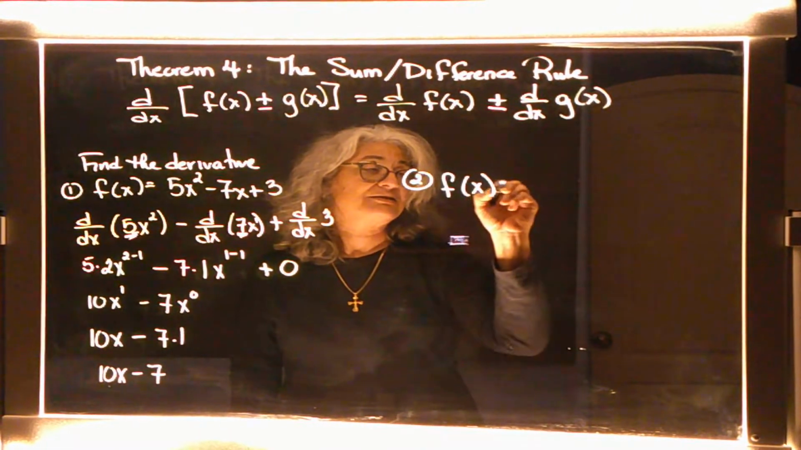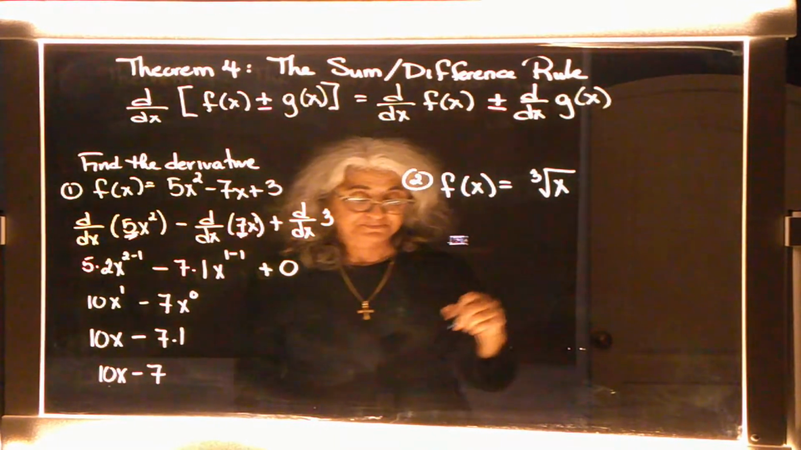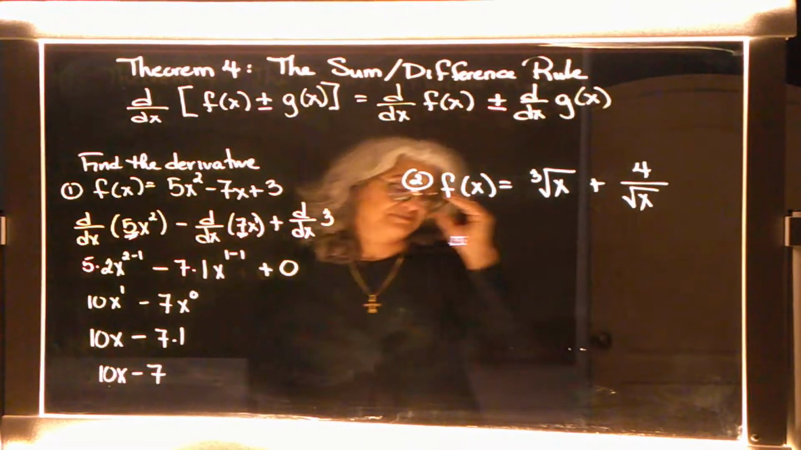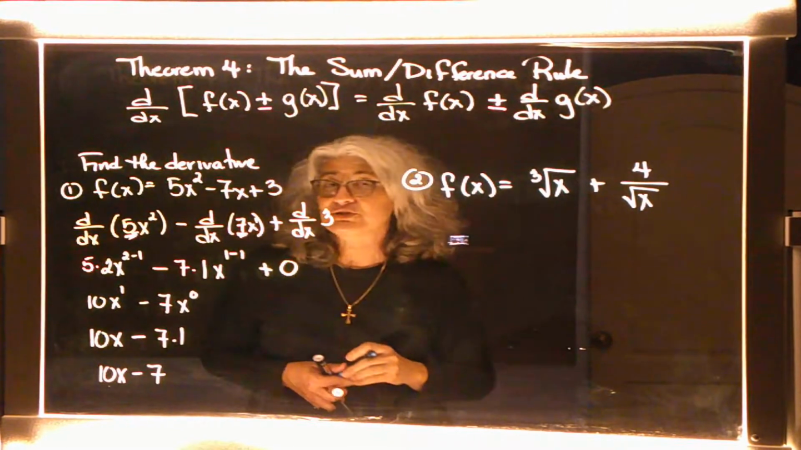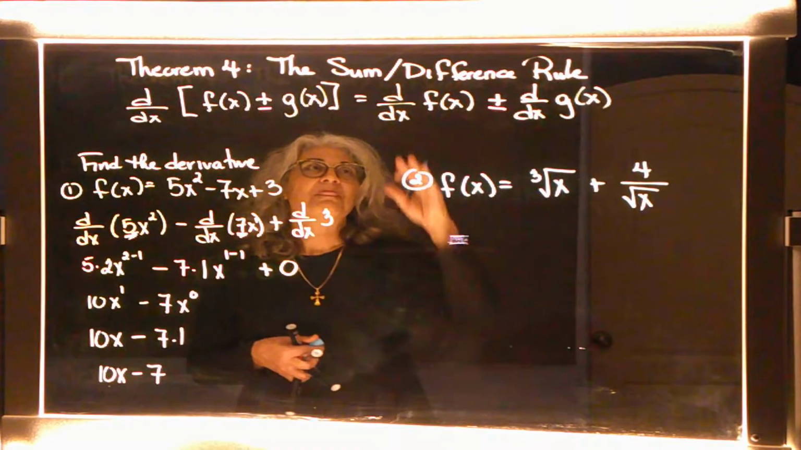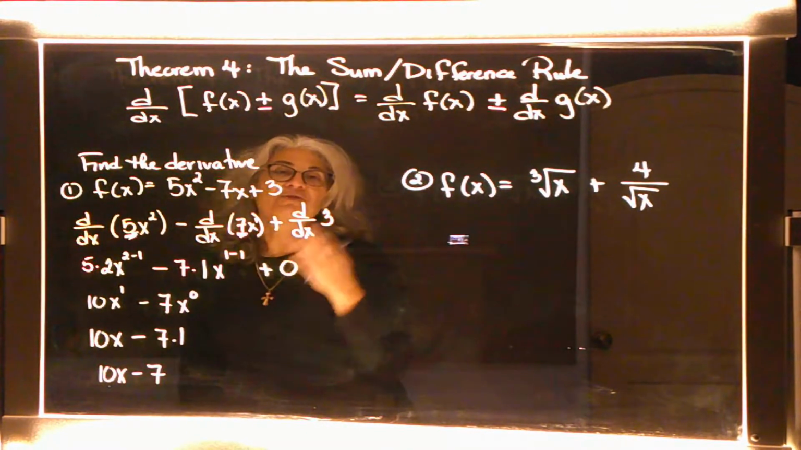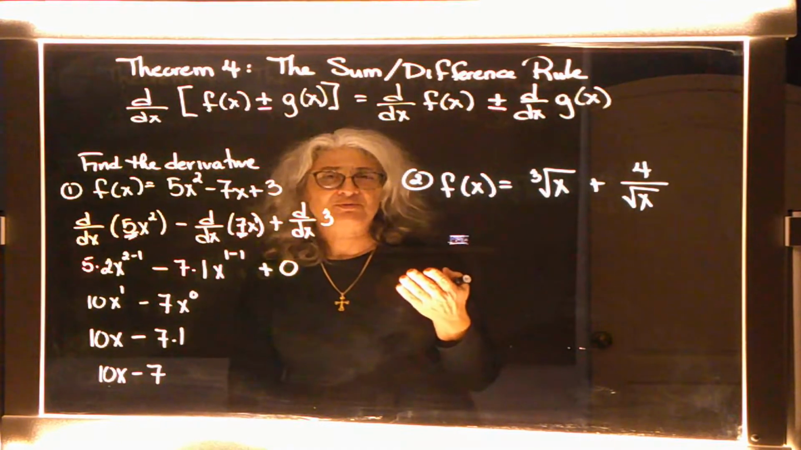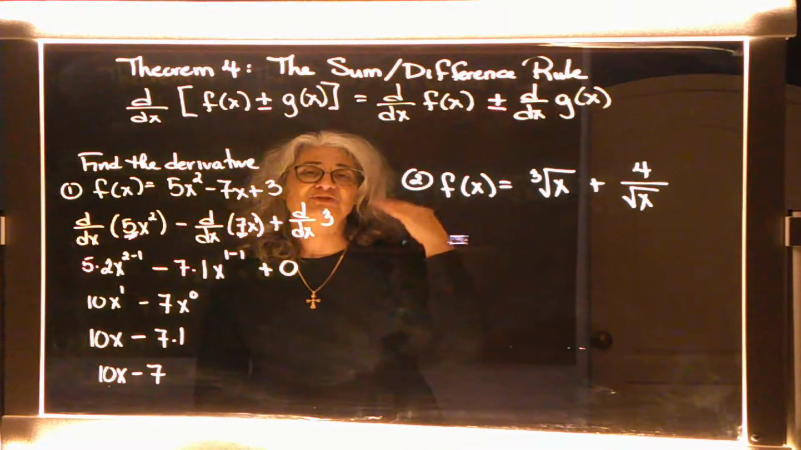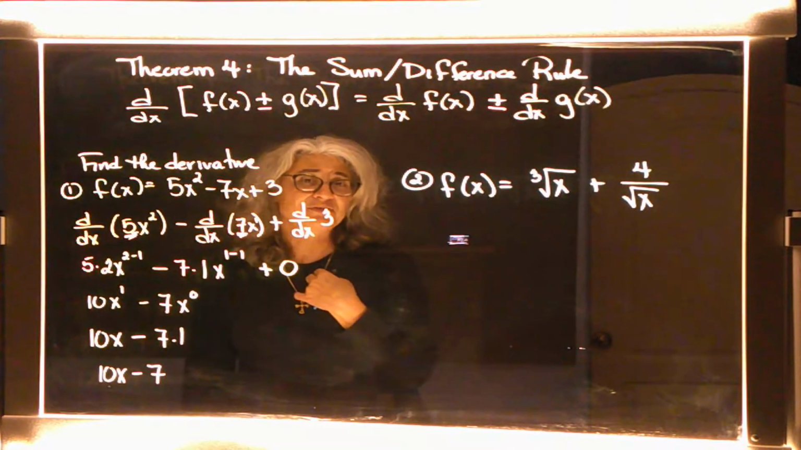Let's look at our function being the cubed root of x plus 4 over the square root of x. And yes, I know I'm pushing you a little bit, but you know, you can handle it. Because here's the thing. Even theorem number 3. The first theorem basically tells me I need an x to a power. And as long as I have an x to a power, I know how to take the derivative.